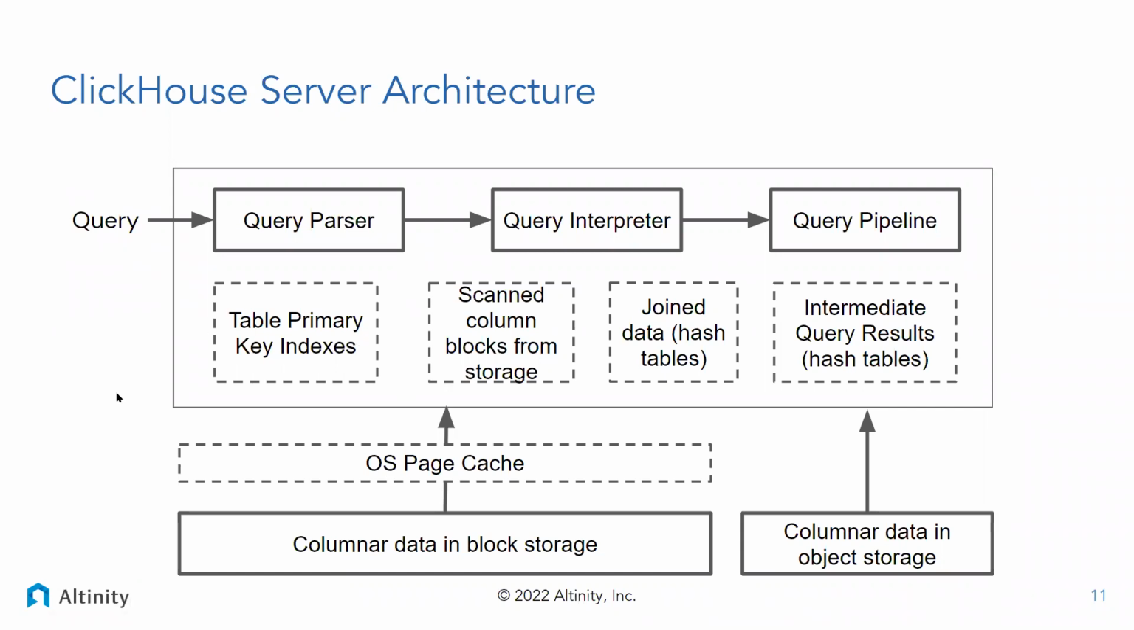And then we have a bunch of caches in memory. For example, we store the primary key indexes. We'll talk about what those are in a minute. The blocks, as they're scanned from storage, are held in memory. If we're doing joins, by default we compute hash tables, and then we store the intermediate query results. We won't talk a huge amount about memory in this talk, but it's definitely something to think about, and we have other webinars that cover it in detail.